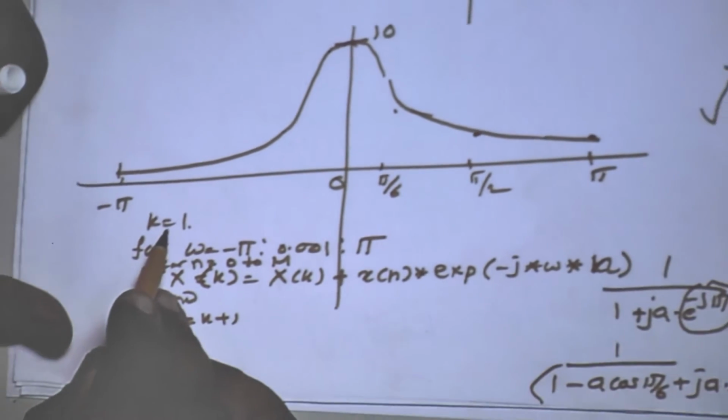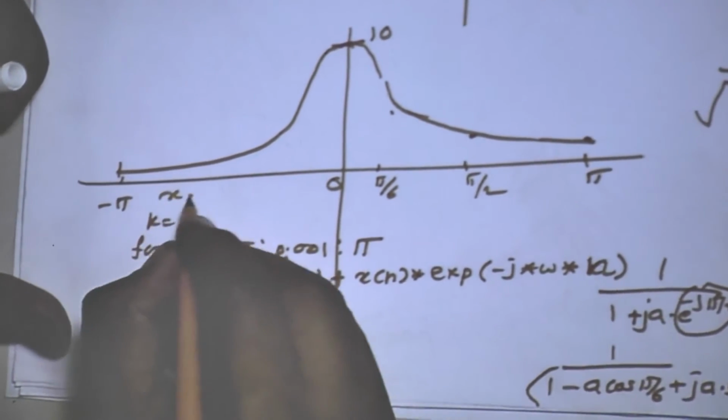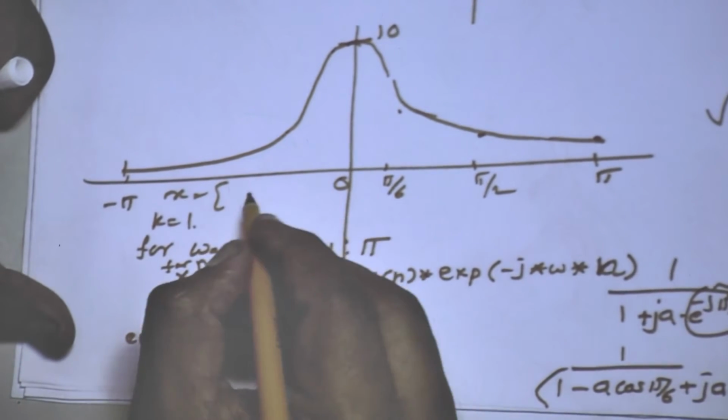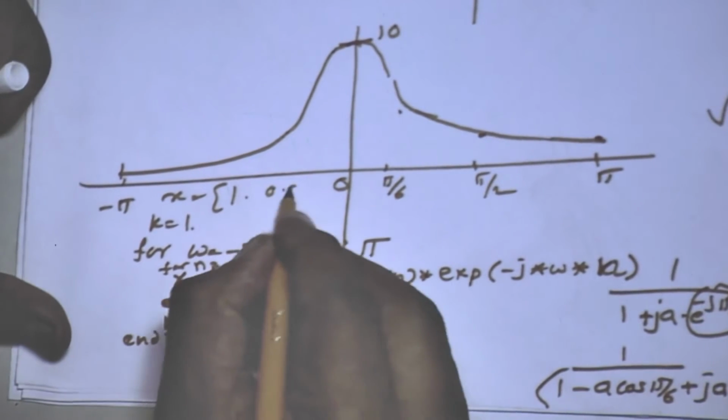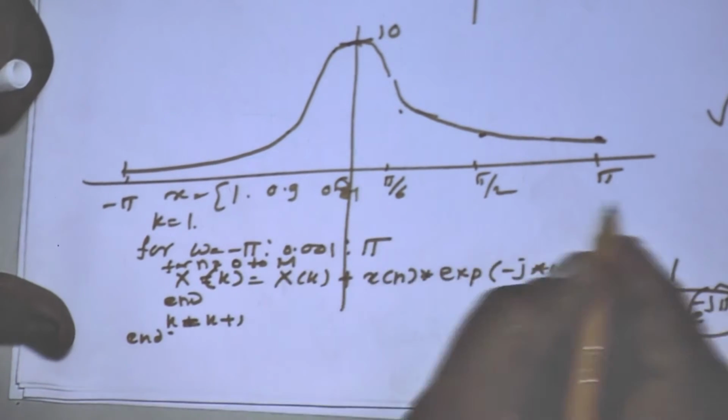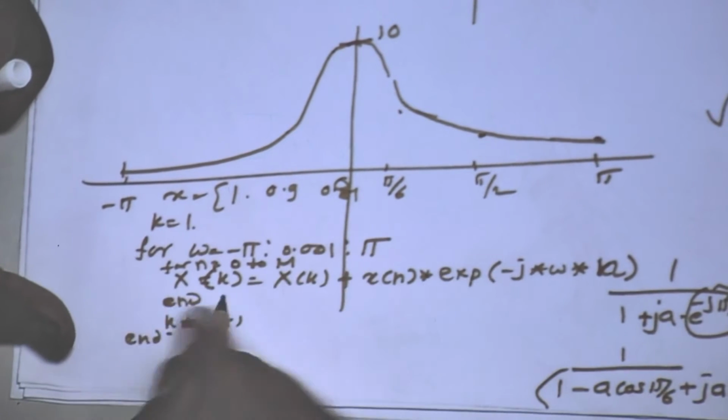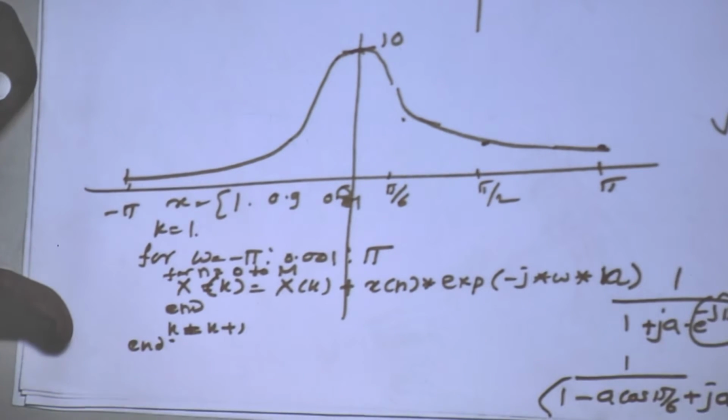K equal to 1, I am not explaining x is equal to, write down whatever x is. a to the power n u[n] is 1, 0.9, 0.81 and so on. Or you write x[n] also in the form of a loop. How do you generate x[n]?